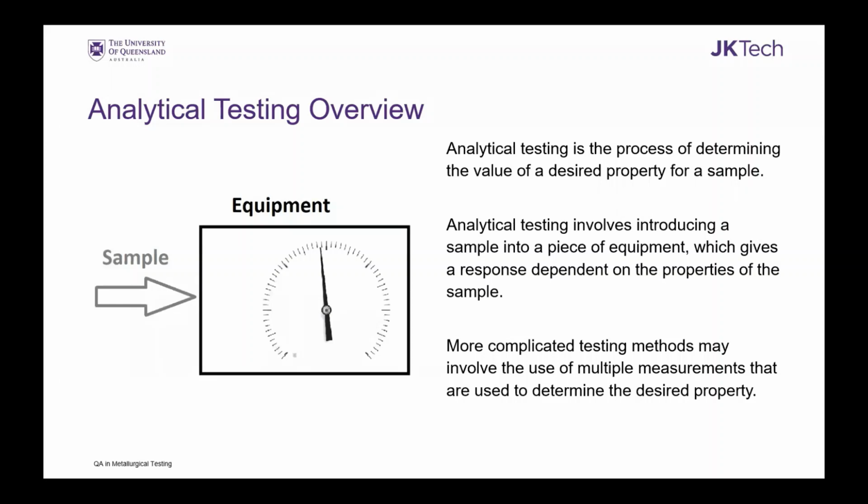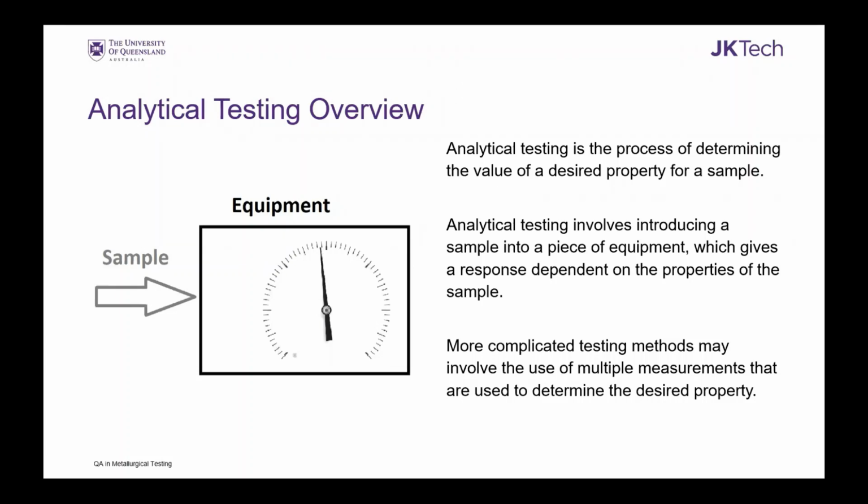Obviously, as we get into more complicated testing techniques, there's multiple measurements and multiple responses that are combined to determine the desired property. Obviously, a good example of that will be the Bond ball mill. That's an example I'll keep coming back to. I trust that a lot of you are familiar with the Bond ball mill test. It's probably the most common metallurgical test, so it'll be a great touch point for us.